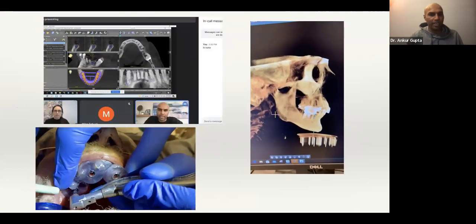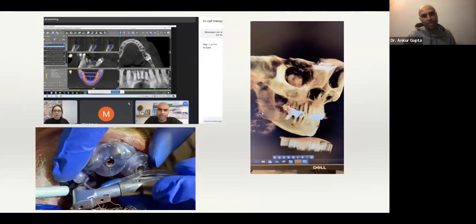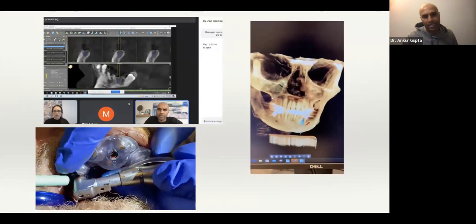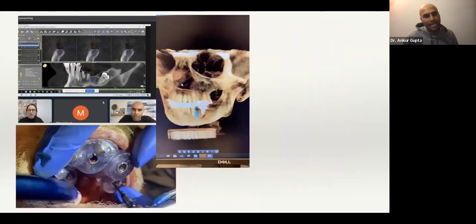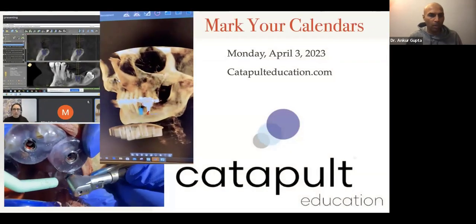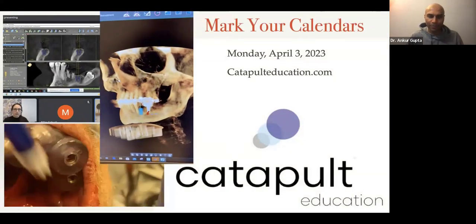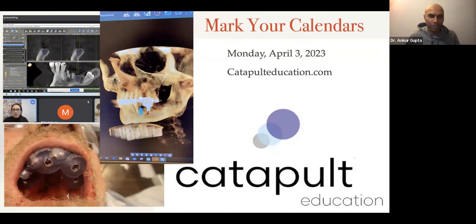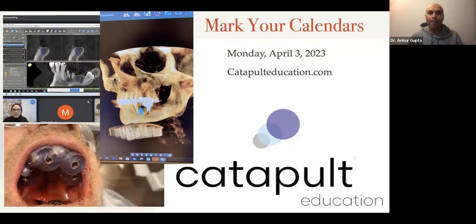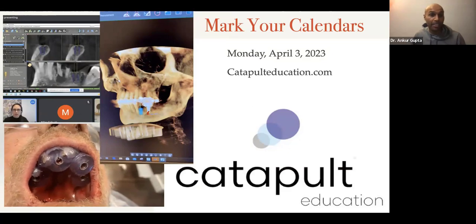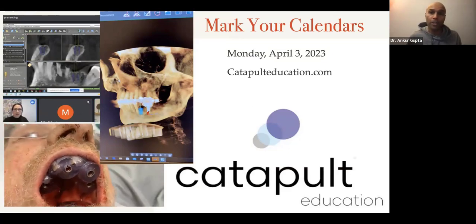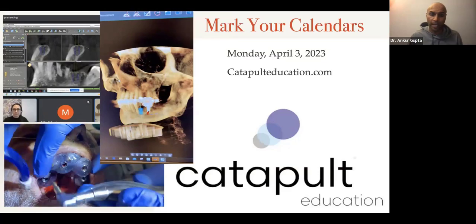So the surgery is super awesome. Planning and executing the surgery for these types of cases is just so awesome. It's so satisfying. It makes you feel like such an awesome dentist and clinician. Since I won't be able to talk about it today because of time constraints, I want to make sure that all of you have an opportunity to mark your calendars.